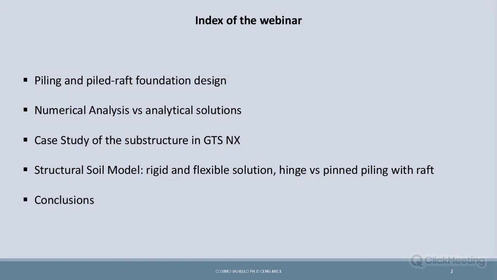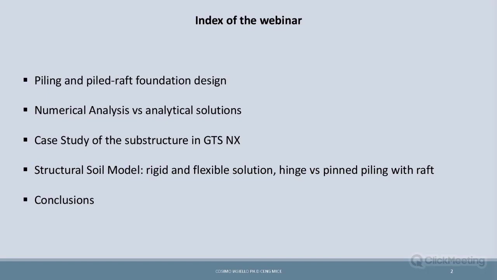And the index is very simple. It's how to design a piling and a pile raft foundation. This is very important, in particular in countries like Poland, but in general in most countries where each day we are doing more and more infrastructure, and the space allocated for this infrastructure is each day less.